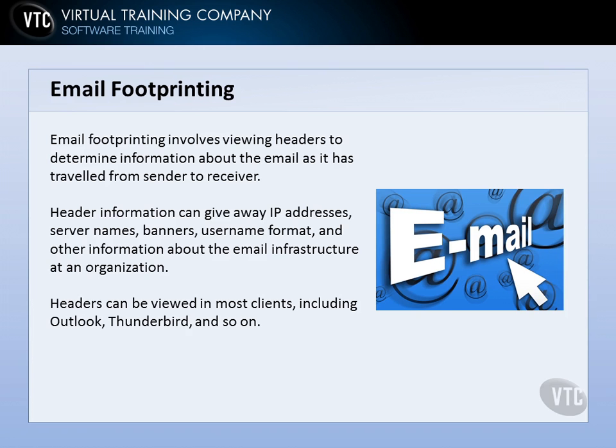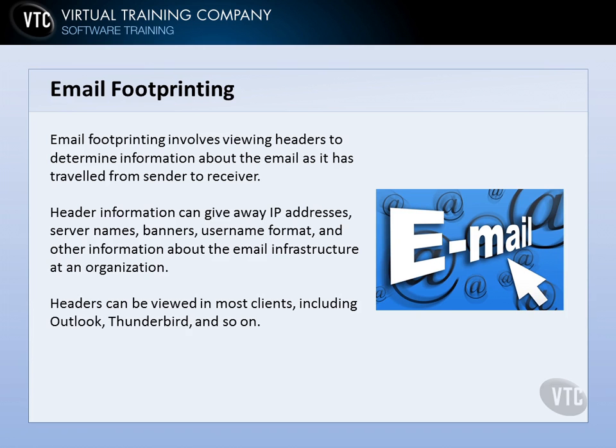You can also get username format for the internal network in some cases. You can even get usernames because frequently someone's email address is their username, and that would help you determine what kind of username structure they have on their internal network. You also might get other information about the email infrastructure at an organization or even the entire network. Now, most email clients that you would use, including Outlook, Thunderbird, Eudora, even web-based email can give you header information.